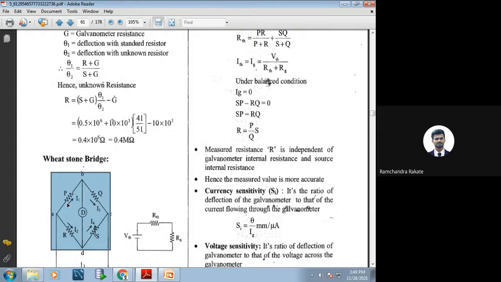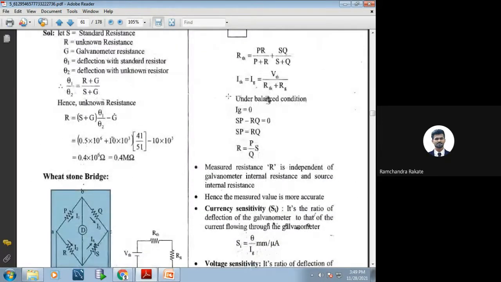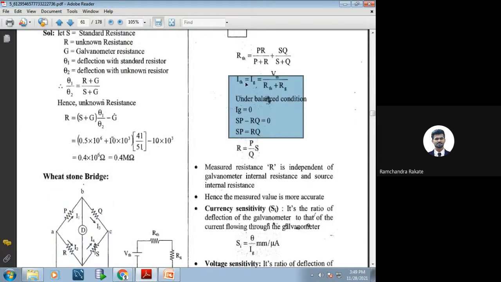So if you consider all the branches, you will come across what happens on both sides of a parallel bridge, which is said to be balanced because the voltage will be the same at both ends. That is, if we consider the points C and A, the voltage will be the same, correct? Yes. Now let us check the formula that we have. Under balance condition, we have Ig equal to Vth upon Rth, or we can say R is equal to P by Q into S. The R is the measured resistance, and it is independent of the galvanometer internal resistance and the source internal resistance, correct?